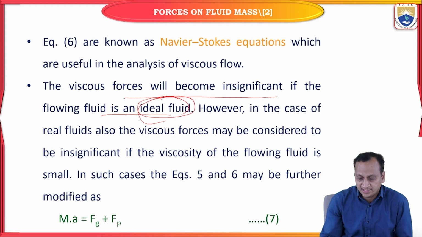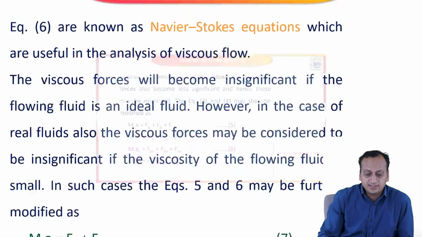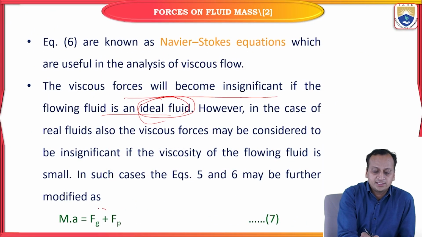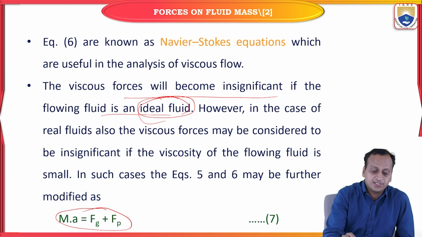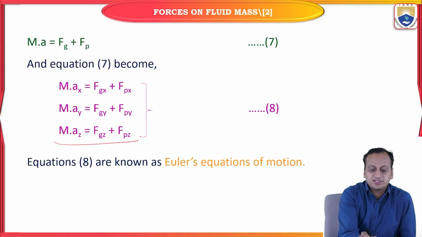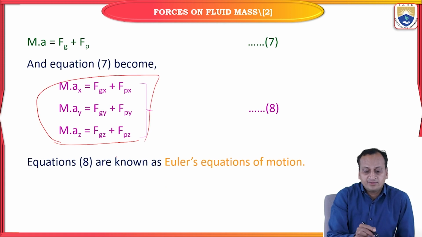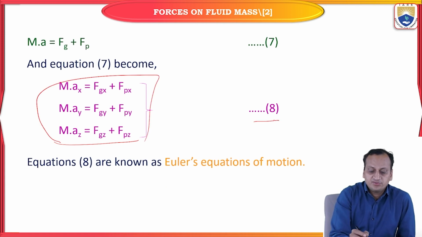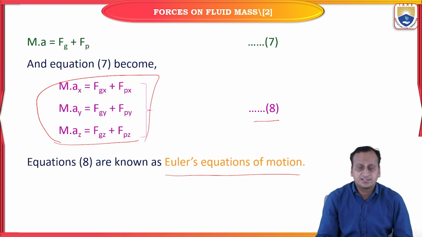So from the previous case, if you are eliminating the force due to viscosity, this viscosity you can eliminate. Force due to viscosity is eliminated. Then only two forces will remain: one is the gravitational force, force due to gravity, and another one is force due to pressure. This can be resolved again about three mutually perpendicular directions. Then as per Newton's second law of motion, we can derive this equation 8. This equation 8 is known as Euler's equation of motion.